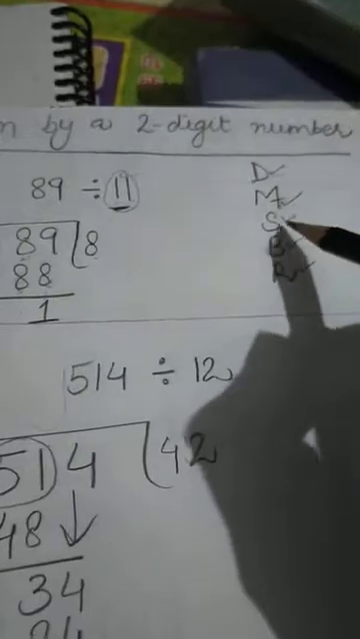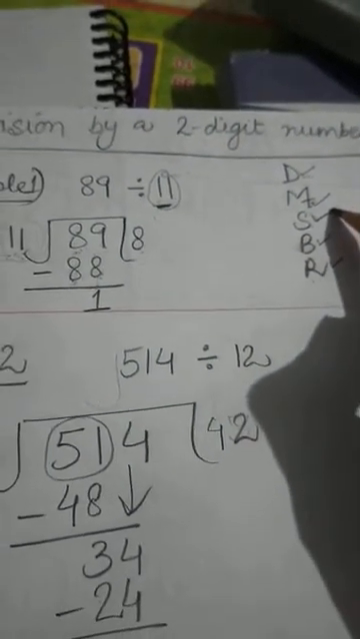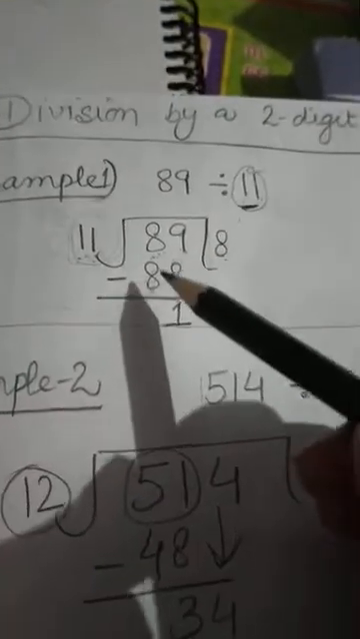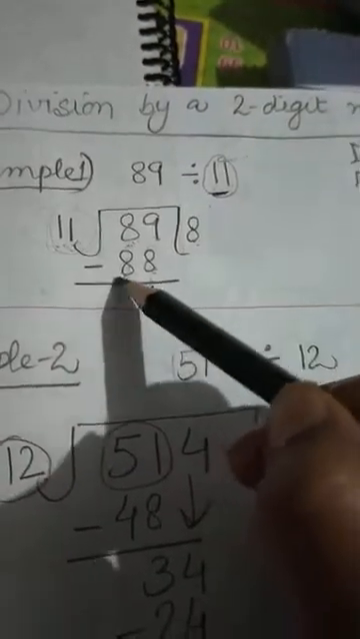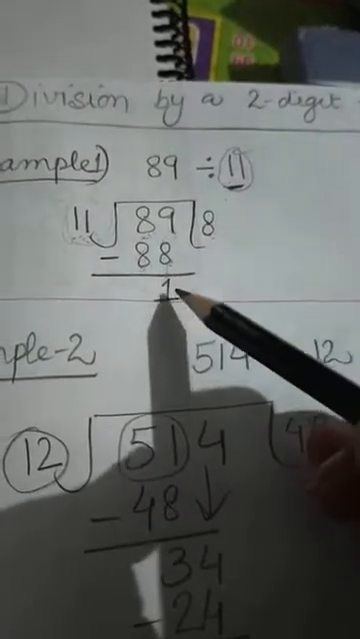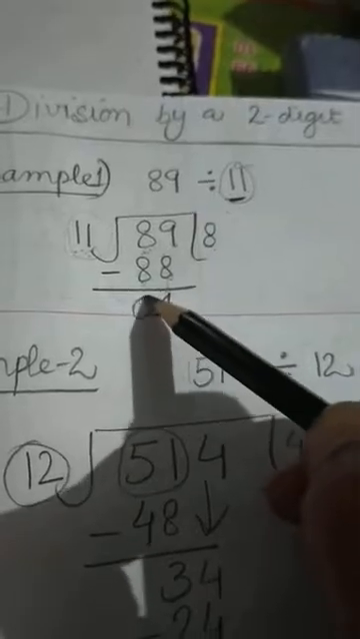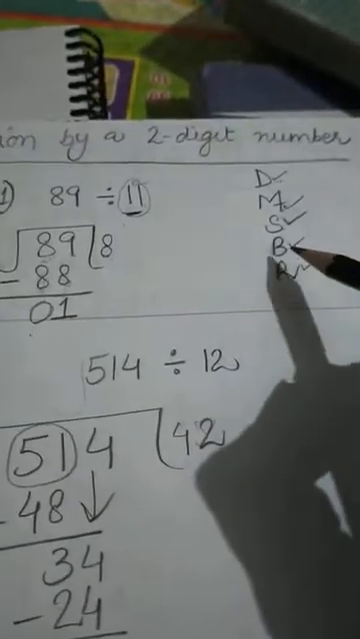Now what is the next step? That is subtract. So we will do subtraction. 89 minus 88. 9 minus 8 is 1. 8 minus 8 is 0. And the 0 we will ignore. Yes, after that, next is bring down.